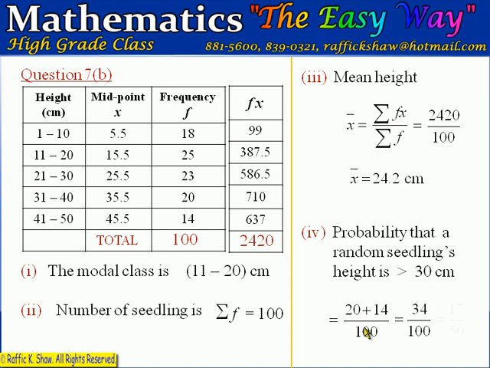And that probability reduces to 17 out of 50. So that's the probability of randomly selecting a seedling that has a height of greater than 30 centimeters. 17 divided by 50. And that's the answer for that part of the question. And that's the answer for question 7.